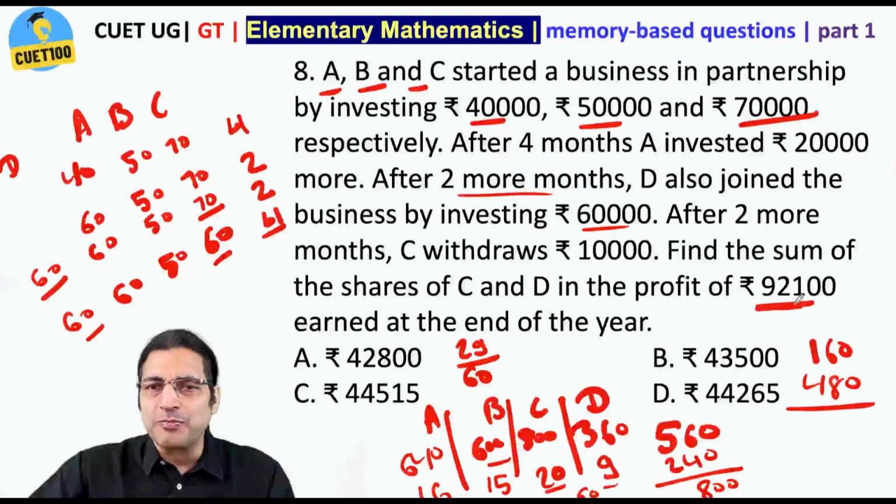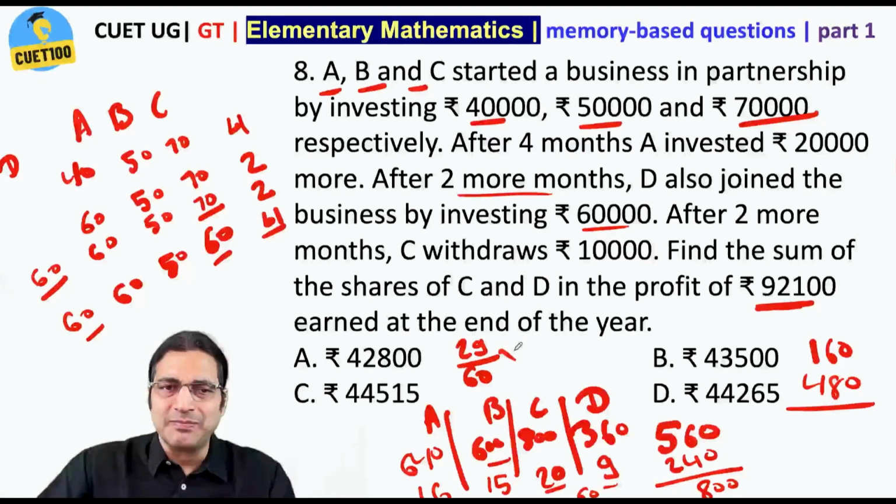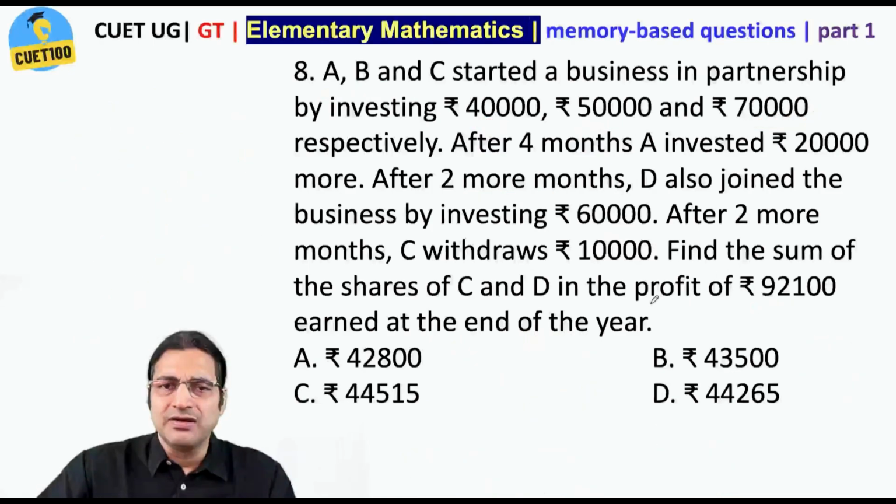And what is the overall profit? 92,100. So multiply this with 92,100. All right. 0 would be taken care of. 6, 15 times 90. Right. 2, 6, 3 times 18. 3, 6, 5 times 30. So 1535 into 29.